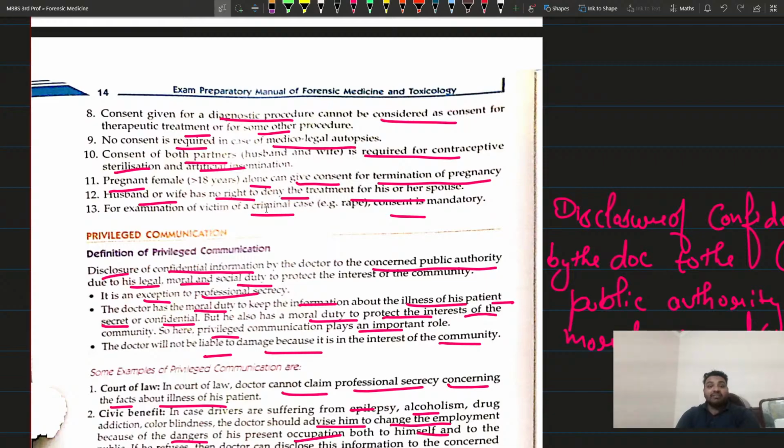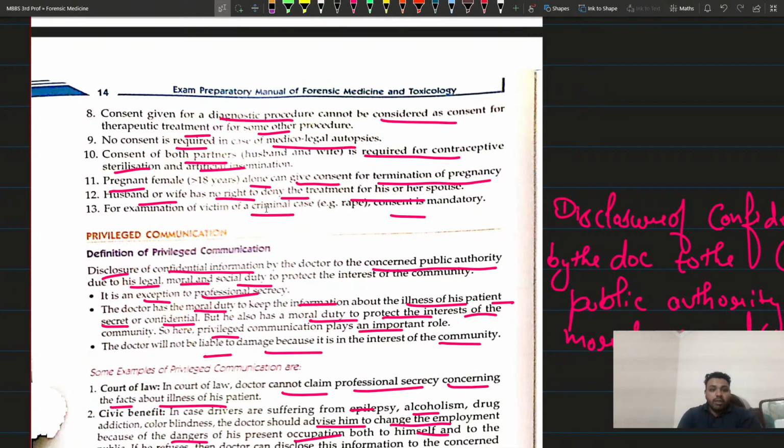No consent is required in case of medico-legal examinations. Consent of both partners is required for contraceptive sterilization and artificial insemination. A pregnant female alone can give consent for termination of pregnancy. Husband or wife has no right to deny the treatment of his or her spouse. For examination of a victim of a criminal case, it's mandatory.